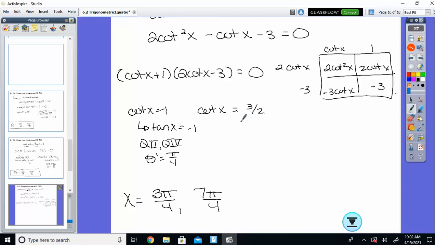Okay, cotangent x equals 3/2. If it helps, that means tangent is 2/3. Do we know that one? No, so we'll use the calculator. Tangent is positive in 1 and 3. We need the reference angle. So first of all, you need to be in radian mode. And we need to do tangent inverse of 2/3.